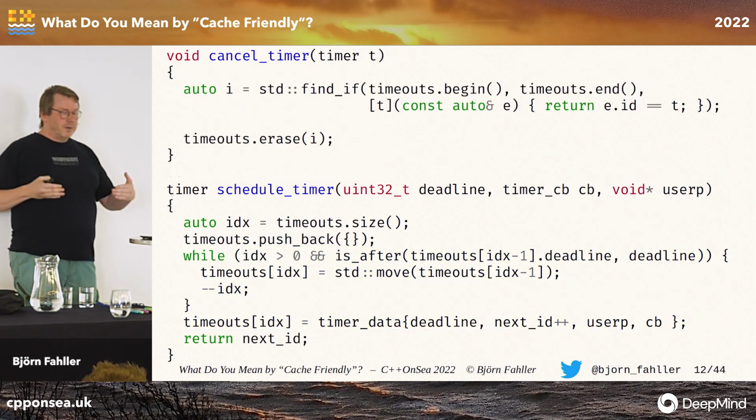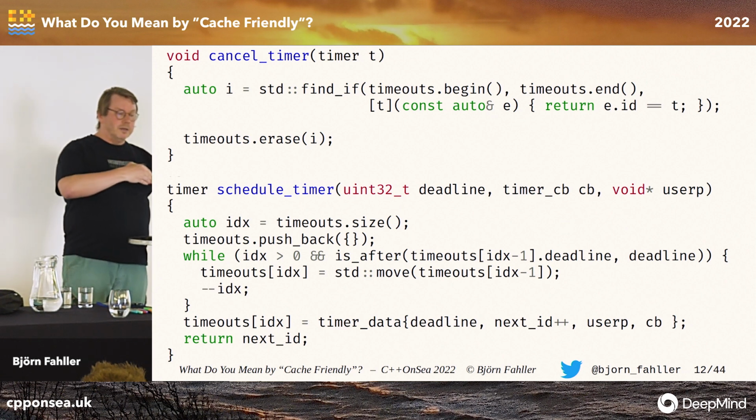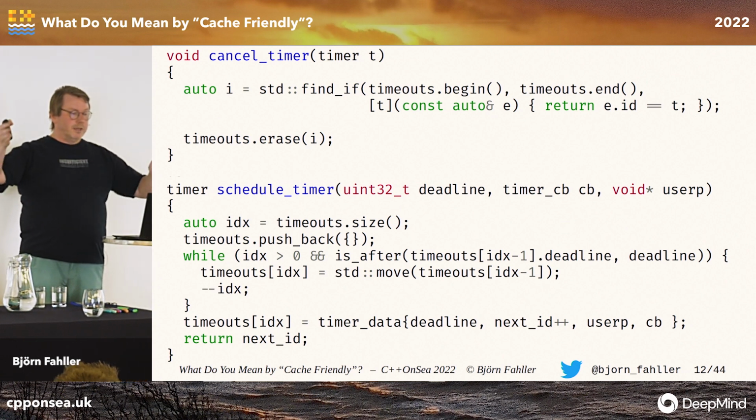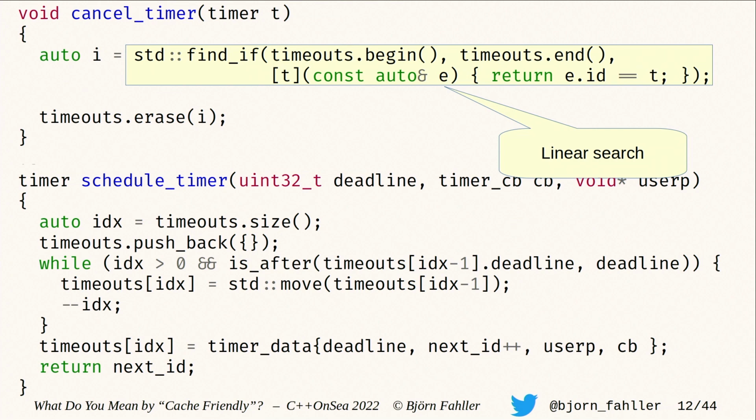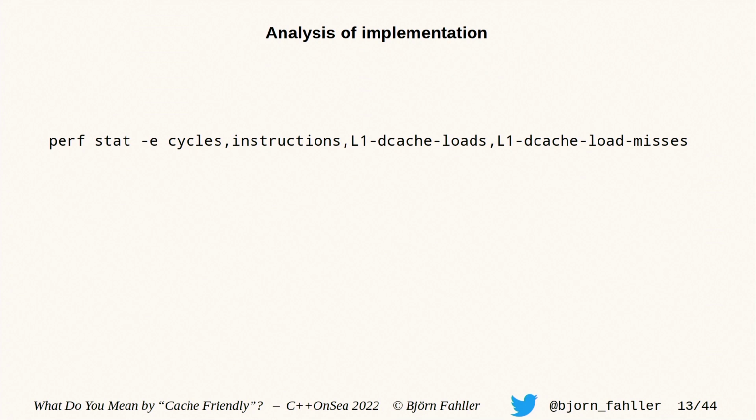And cancel timer is similar: we do a linear search for the timer ID. The reason I need an ID here is that in the previous example with the linked list, the elements never moved around. The pointer was the identity. Here the entries move around in this vector, so I need something to identify them with. That is the timer ID. So I do a linear search for the entry that has the correct ID, and then we erase it.